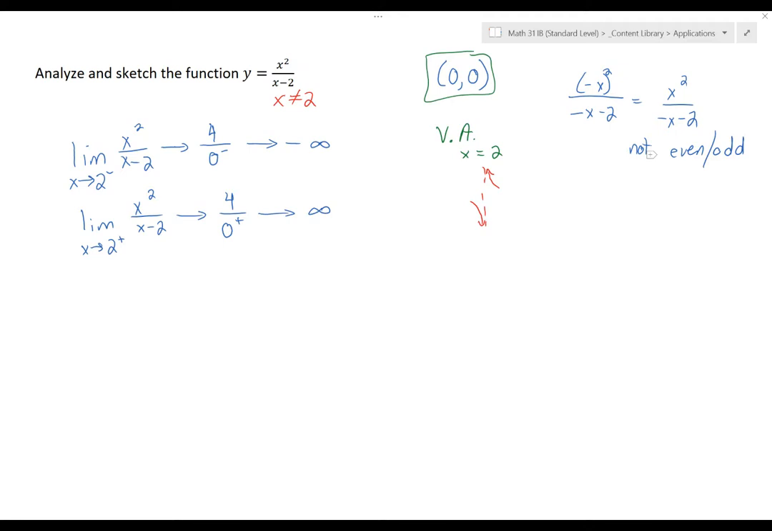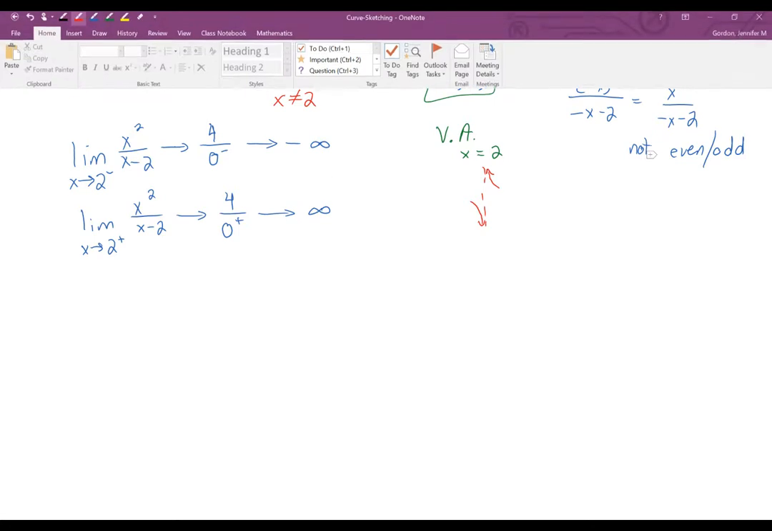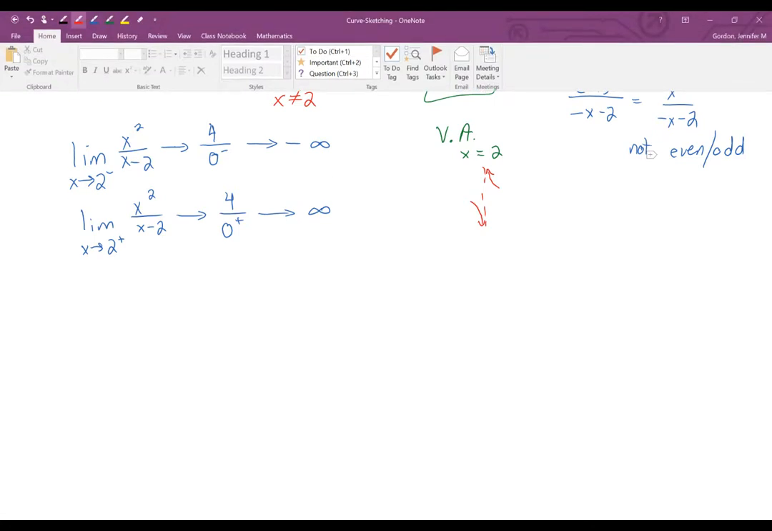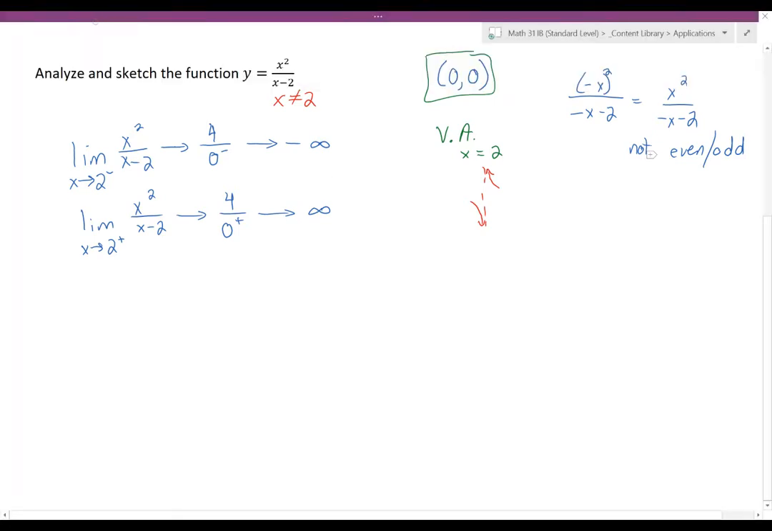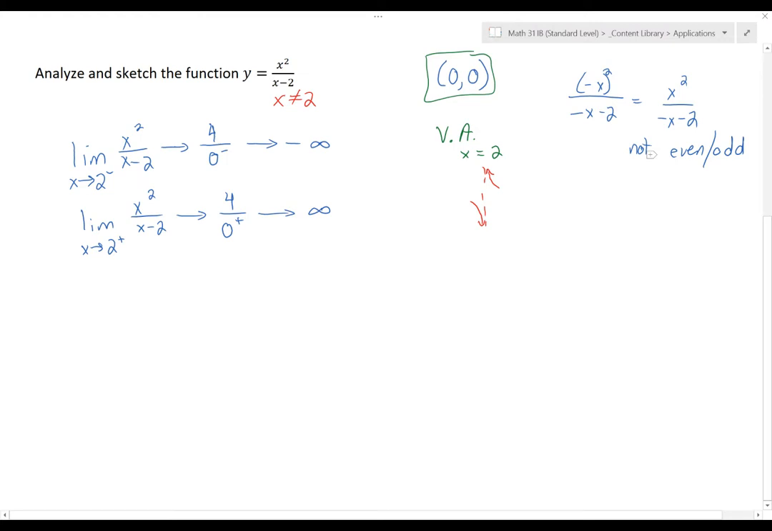But having that sort of sense of, okay, this is what I will anticipate seeing when I do my first derivative test can help with some error correction if I do make mistakes along the way. Now, as far as a horizontal or slant asymptote, the degree of the numerator is 1 higher than the degree of the denominator. So I am expecting a slant asymptote.